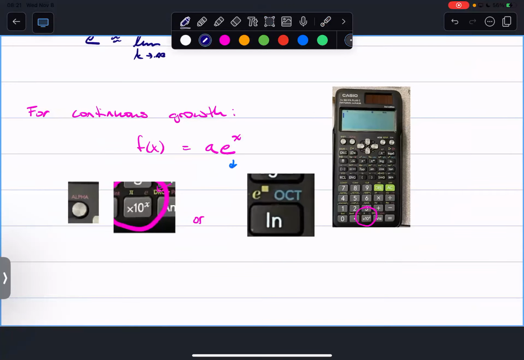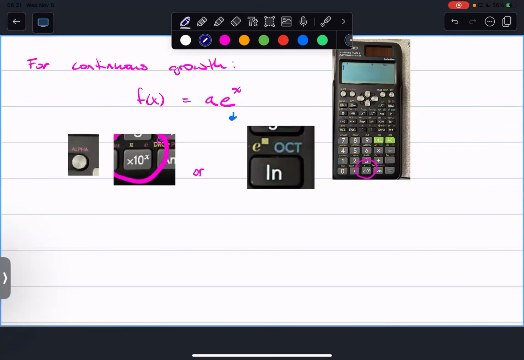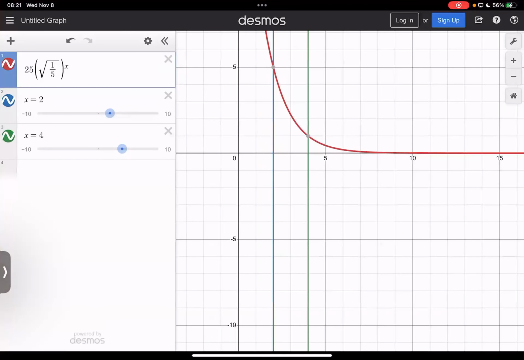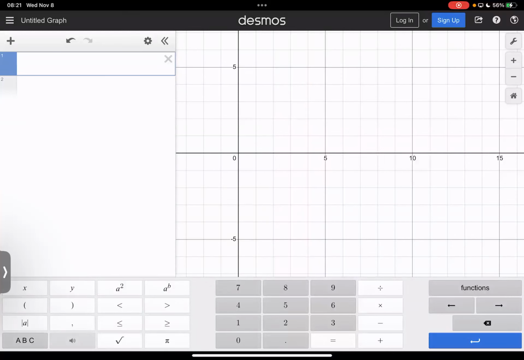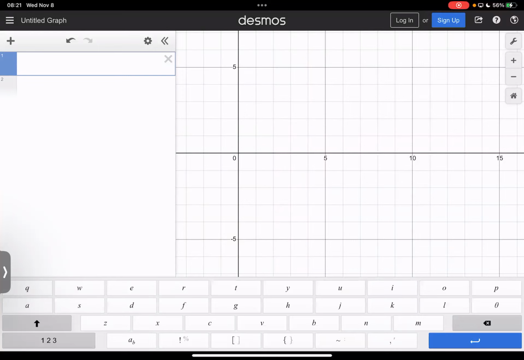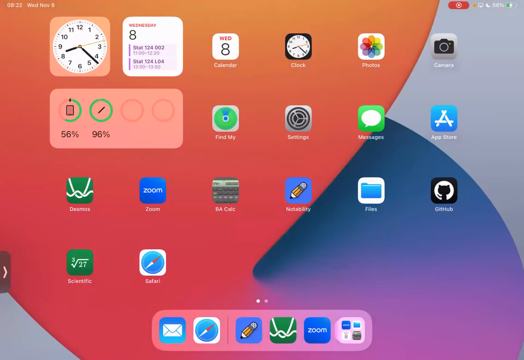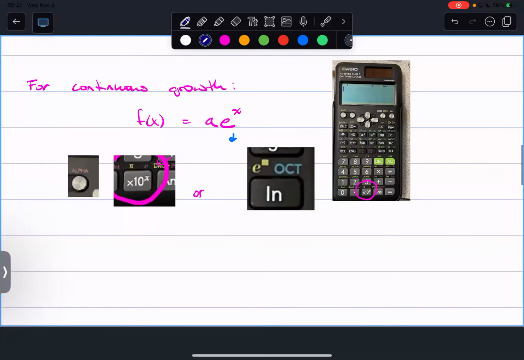Using a calculator. If you're using Desmos, I think it's EXP. Let's see here. Oh, it's so clever. Just knows E is 2.71828. There's a song, but I don't know it. 2.71828182. Anyways. Okay, so you don't have to do EXP, but sometimes you do.